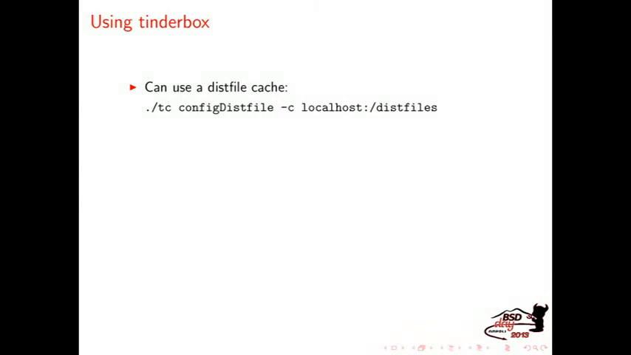Let me now show how to use it. Tinderbox needs the cache, this file cache, to be configured. It expects an NFS mount point. In this example, I just mounted localhost for these files. I can also mount another host, for example, and it will work. It obviously needs to be NFS mounted.